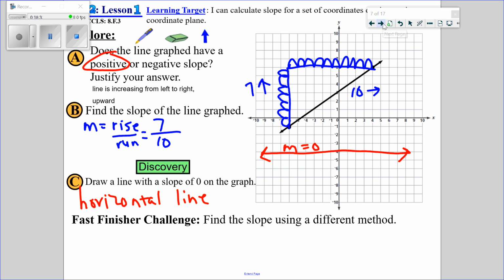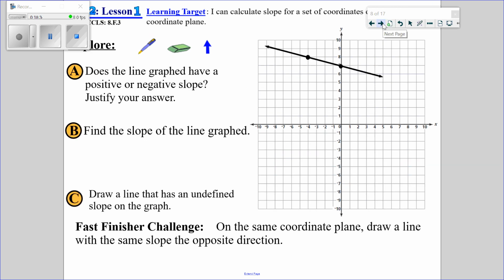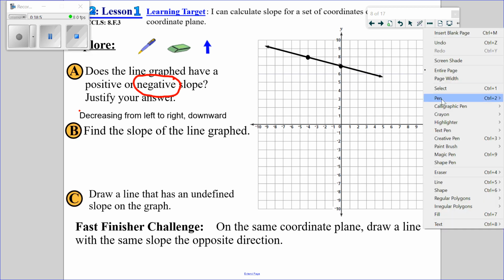And it says, does the line graph have a positive or negative slope? Justify your answer. It's going downward. It's decreasing from left to right. So I'm going to circle negative. And now I'm going to justify my answer. Now they would like us to find the slope. So again, we're going to use rise over run.